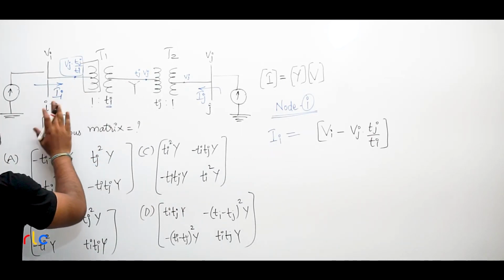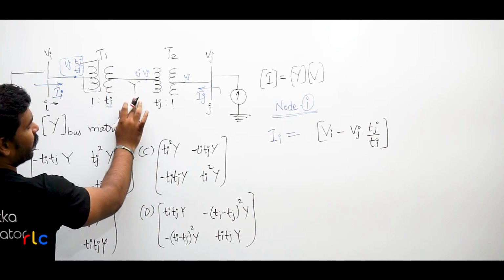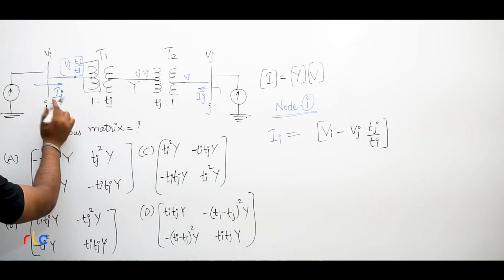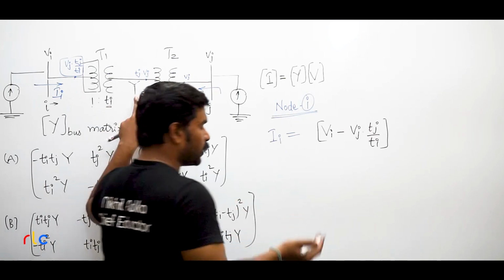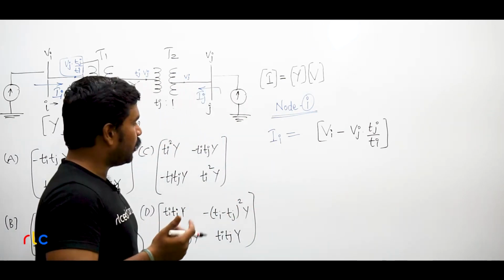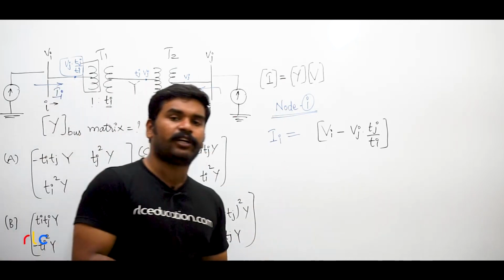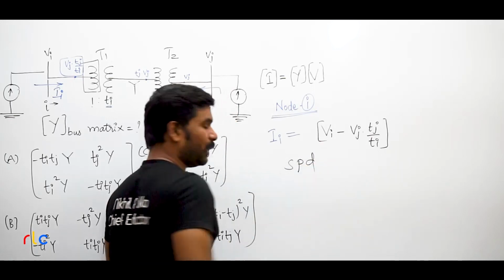Next, I told that this current is also circulating across an admittance of Y. Now what will be the admittance as seen by this current on this side of the transformer? Generally I used to tell this trick to remember how to change impedances from primary side to secondary or secondary to primary side of a transformer. I used to use this technique of SPD. SPD means what?